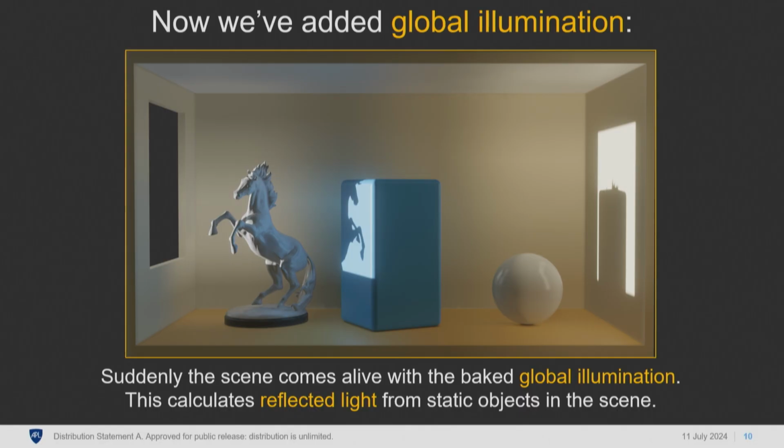You can see that the sphere on the floor was obstructed from the bright light coming in through the window by the other objects, but now it's receiving some light that has ricocheted off the wall and come back down to it. And likewise, the blue from the box is now starting to illuminate the wall behind it, and illuminate the horse.